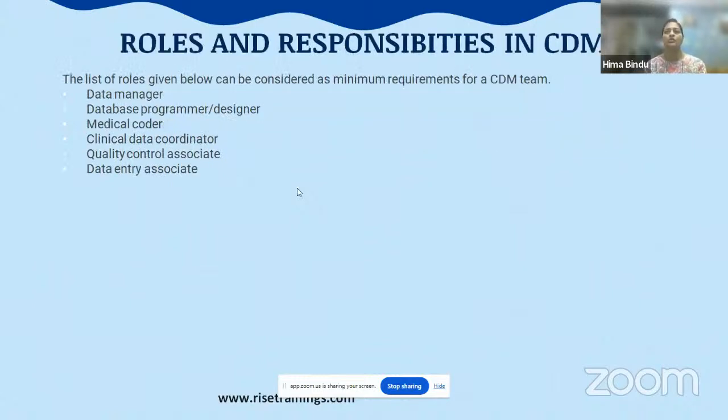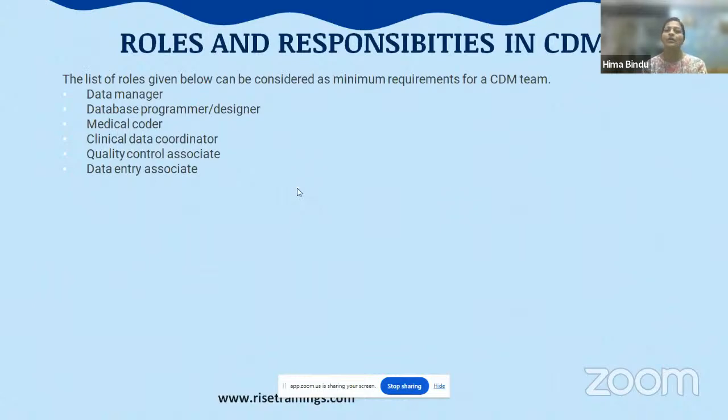There are lots of opportunities in CDM, and in CDM we have different kinds of roles, like data manager. Data manager is someone who has experience, so mainly CDM manager. Database programmer: as I said, the CRF will be designed in the form of a database, so that database will be designed by the database programmer or designer. Next, a medical coder, who will do the medical coding in the CRF.